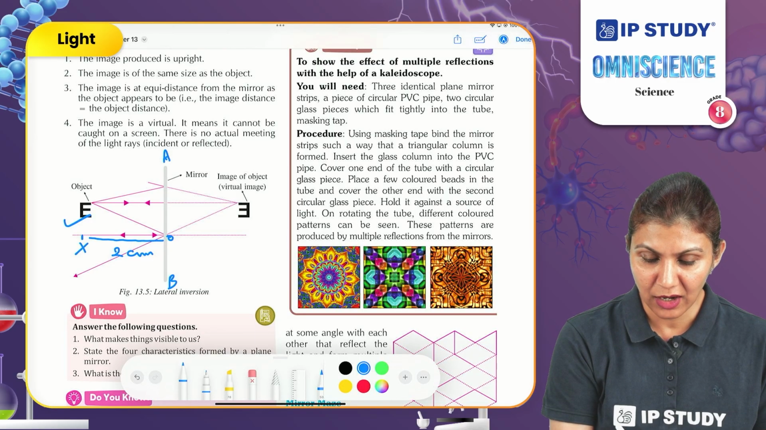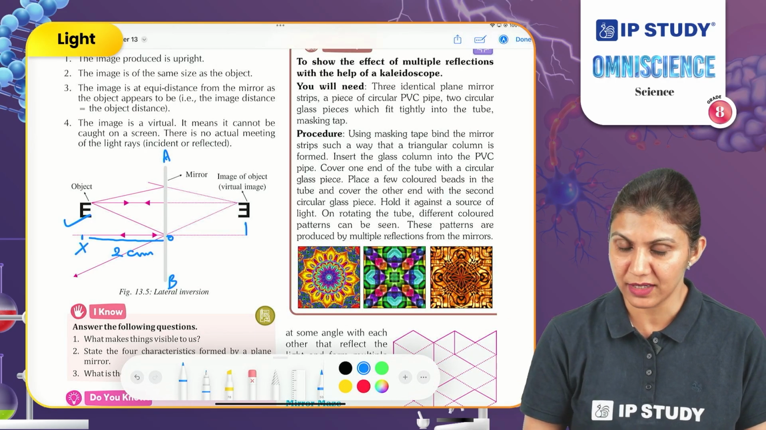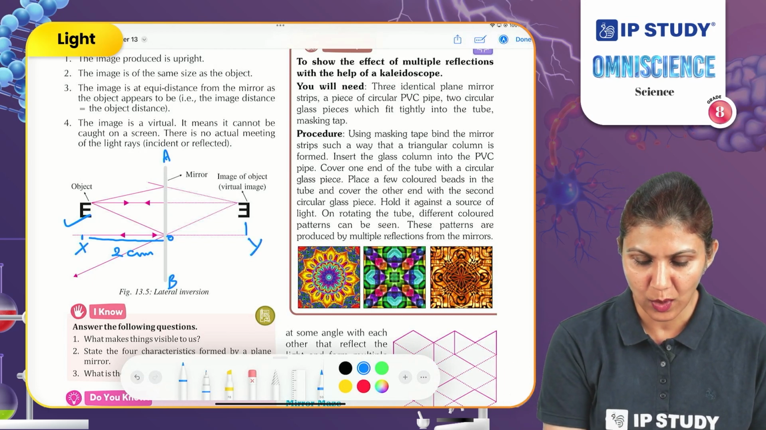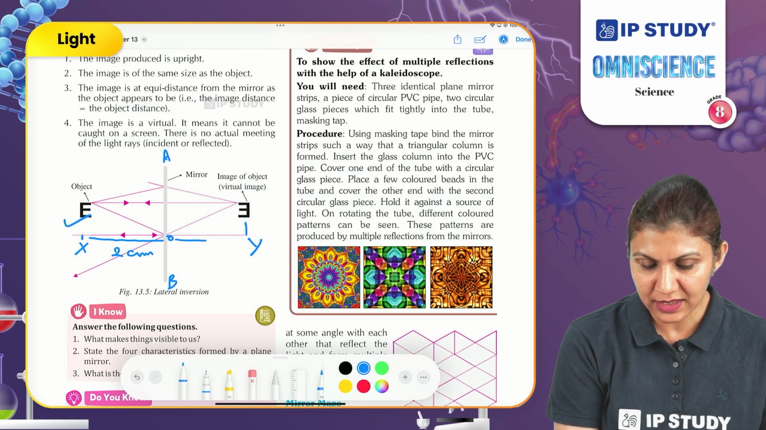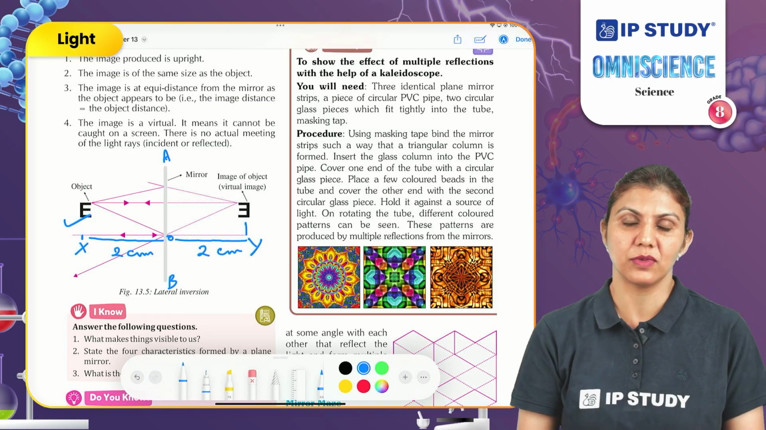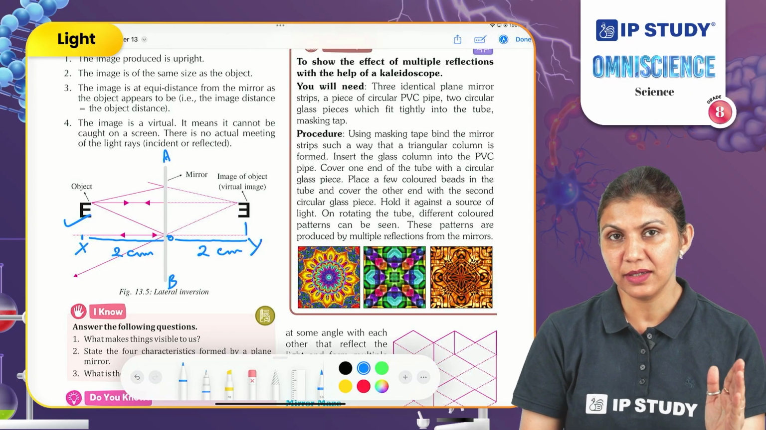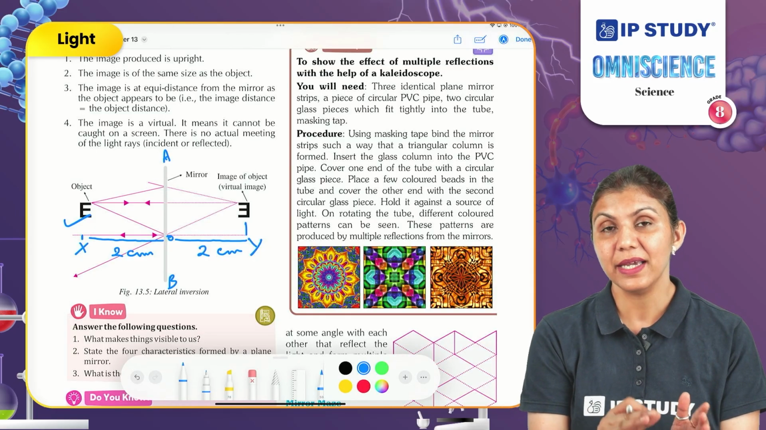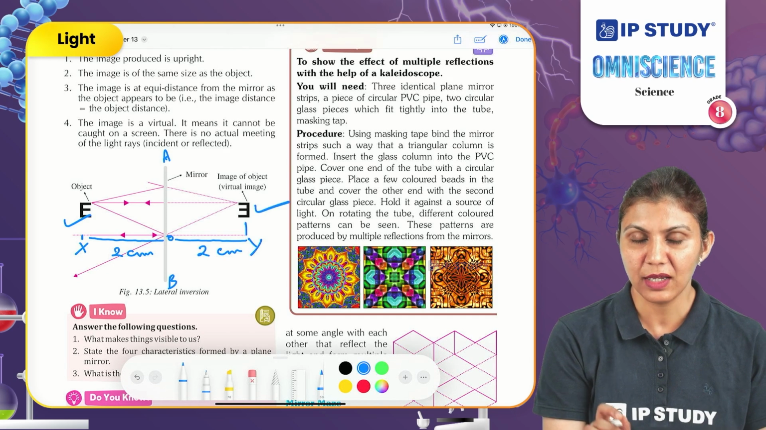Now mark the position of the image behind the mirror. We cannot actually mark it, so we are assuming it. Suppose it is Y. We observe that the distance between O and Y is also 2 centimeter. So we can say that the distance between the mirror and the image appears the same as the distance between the object and the mirror.